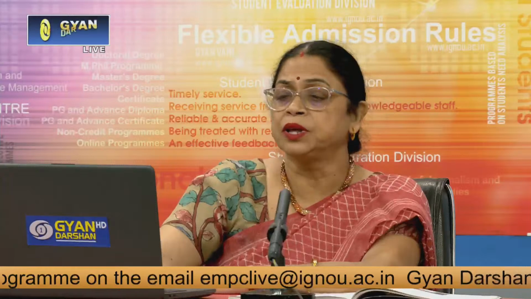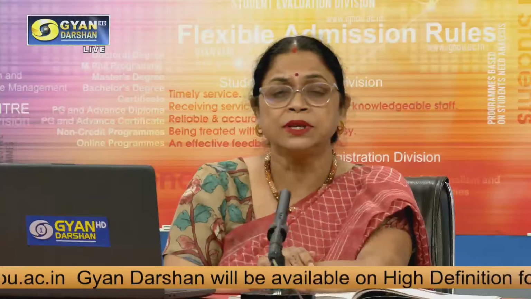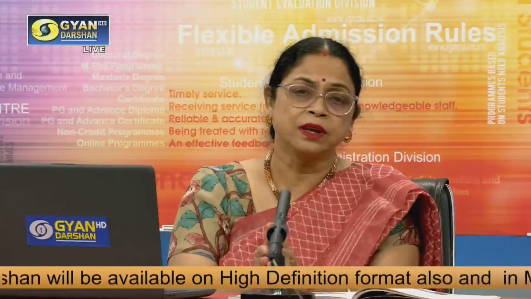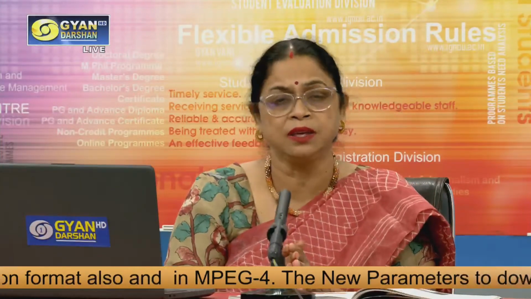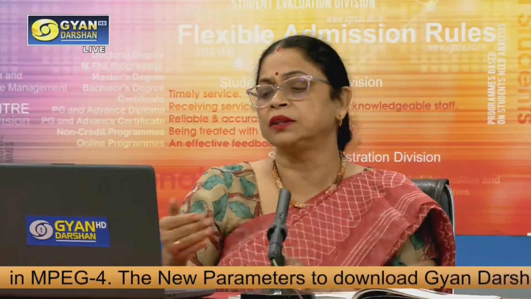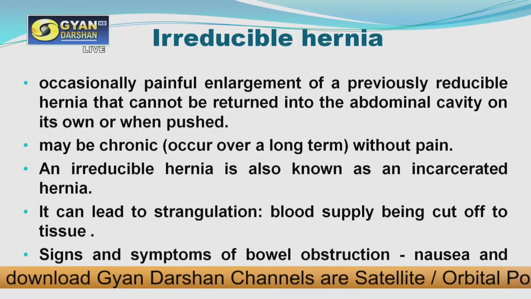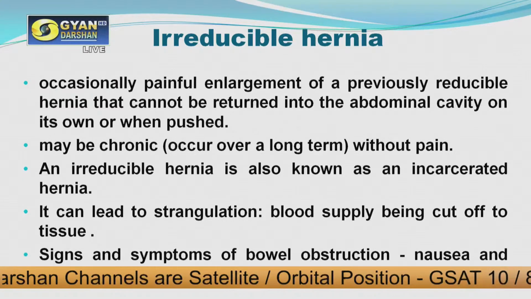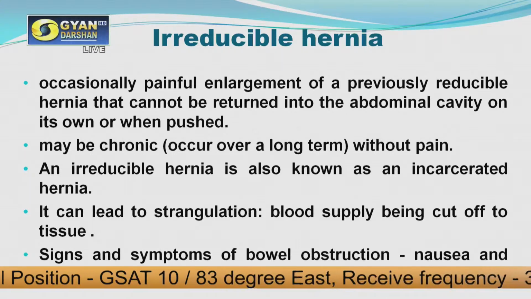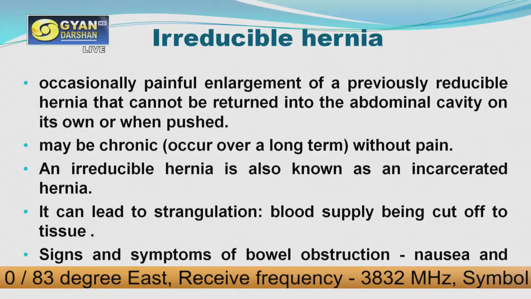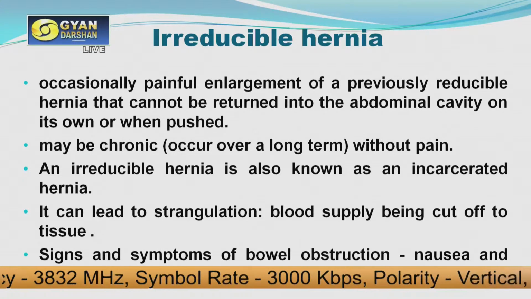And as I told you, there are two kinds of hernia which you should know. One is reducible. That means you put pressure, it has bulged, and once that pressure is removed, the hernia has come back to the normal position. So that is the reducible hernia. And on the other side, irreducible hernia. This means the painful enlargement of a previously reducible hernia that cannot be returned into the abdominal cavity on its own or when pushed. So it does not come back. So that is irreducible, and it is chronic in nature.